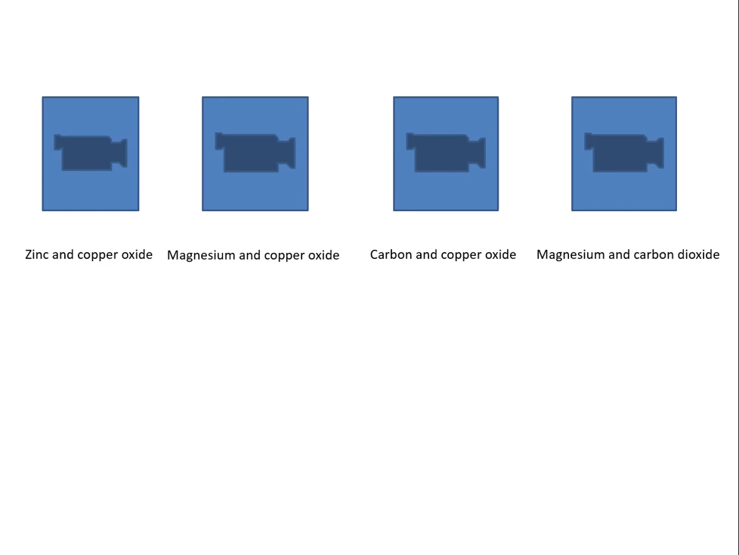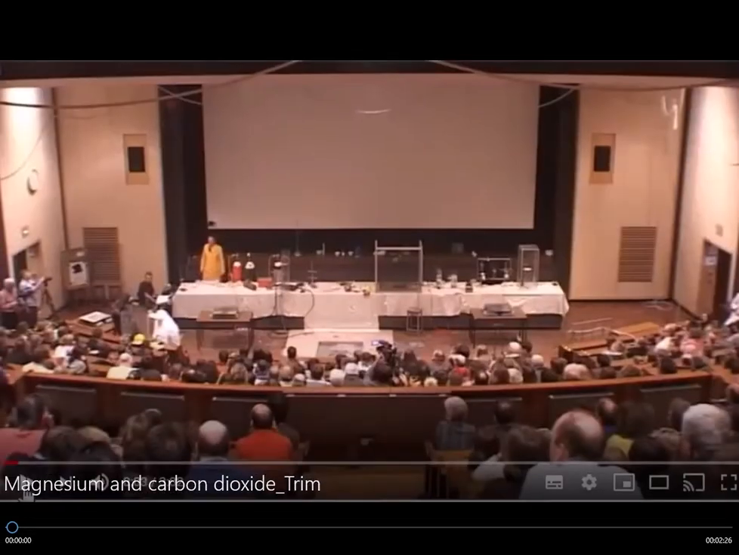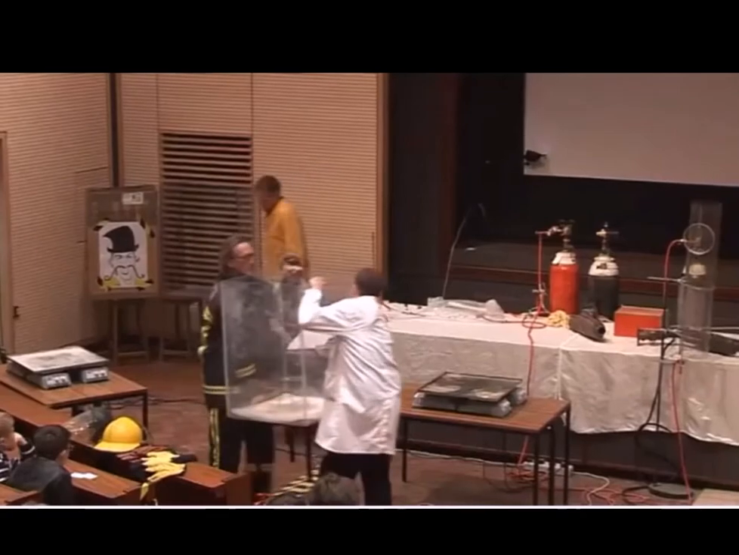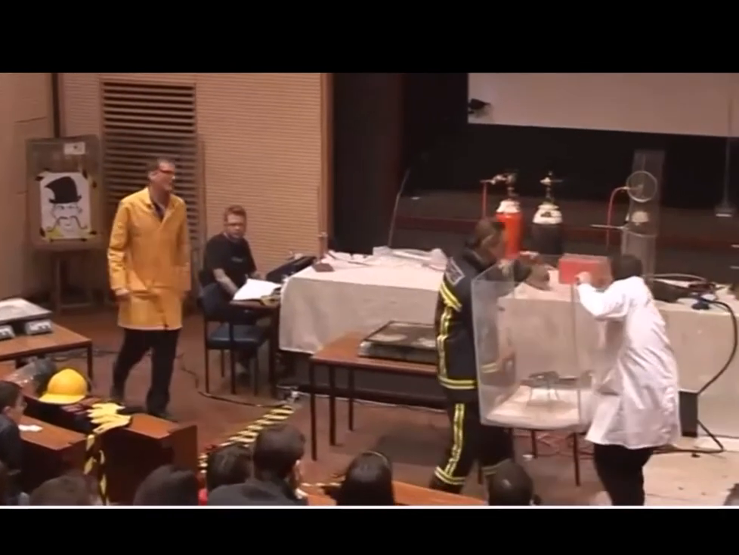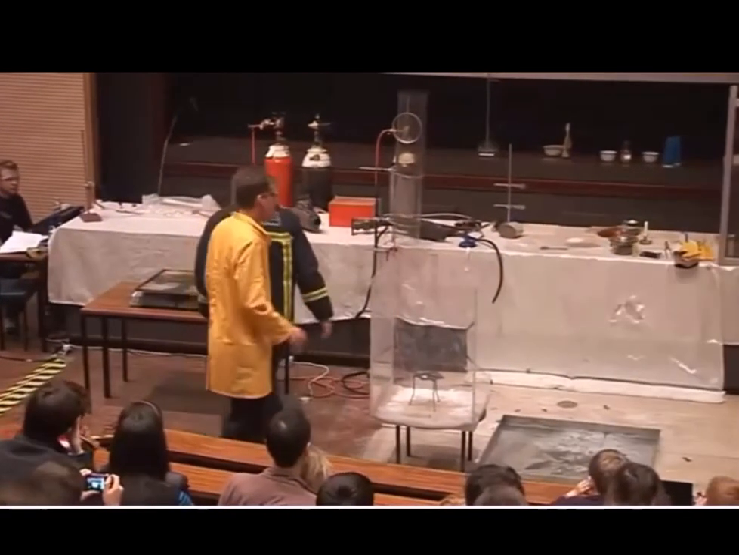But we saw there it wasn't anywhere near as spectacular as magnesium was. So that would suggest that carbon is below magnesium on the reactivity series. So this demonstration proves that carbon is below magnesium. So this is from a Royal Society lecture, which they give quite often at Christmas, and they demonstrate various things.